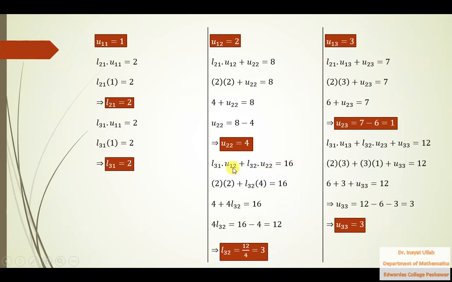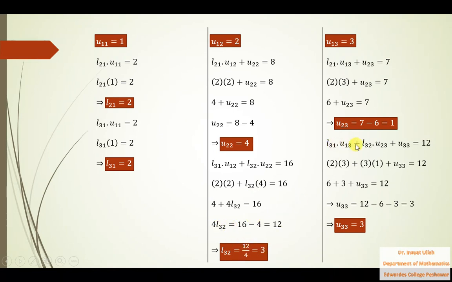Now replacing L31 by 2, replace u12 by 2, and replace u22 by 4 to find the value of L32. Now multiplying these two, converting it towards that side and dividing by 4 to get L32.